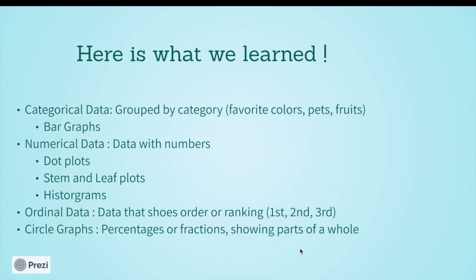Here's what we learned. Categorical data is grouped by category. For example, favorite colors, pets, or fruits. You will see this explained or analyzed by bar graphs. Numerical data deals with the numbers. So dot plots, stem and leaf plots, histograms. Ordinal data is data that shows order or ranking. For example, first, second, or third. Circle graphs are percentages or fractions showing parts of a whole.